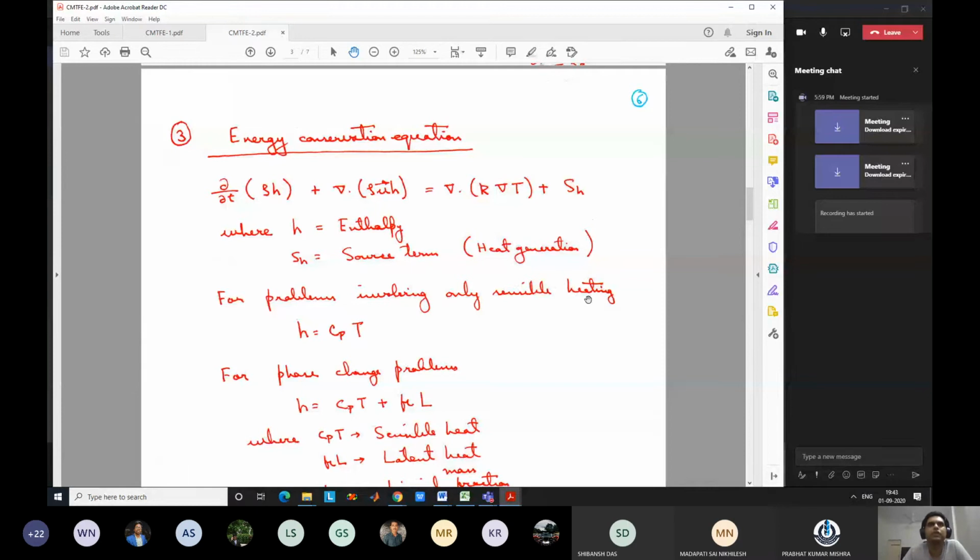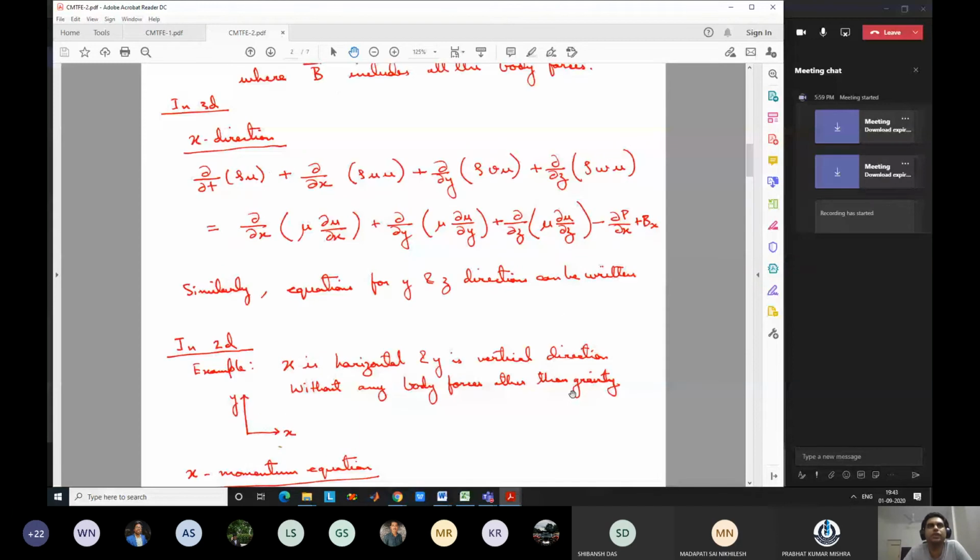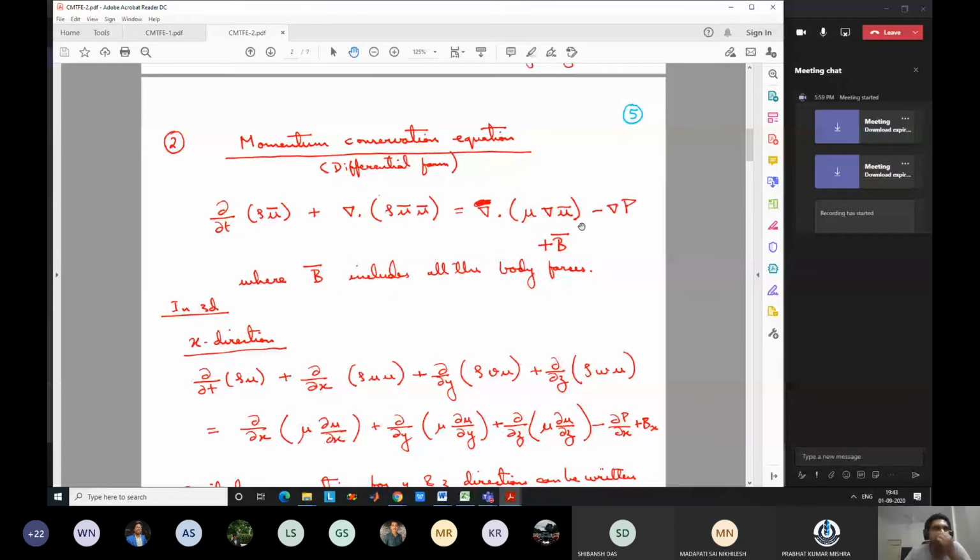Then any questions? So you should remember this. If you remember this form of the equation with these four terms: transient term, convective term, diffusive term, and these two, pressure and body force, you should be able to derive any of these equations.